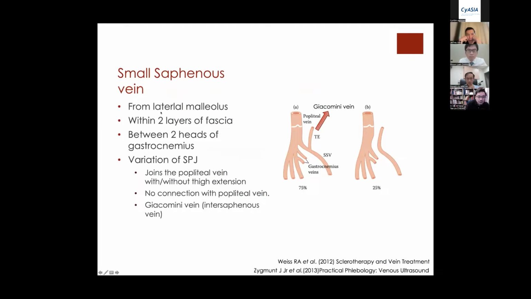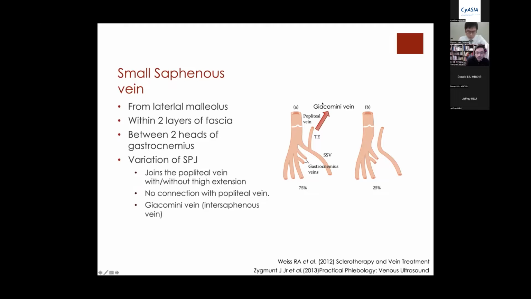small saphenous vein. It arises from the lateral malleolus, and it also travels within two layers of fascia and between two heads of the gastrocnemius muscle. At the saphenopopliteal junction, there can be some variation. Most people's SSV will join the popliteal vein, but in some people, their SSV has no connection with the popliteal vein.